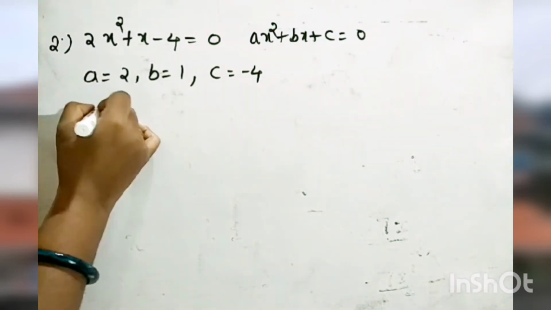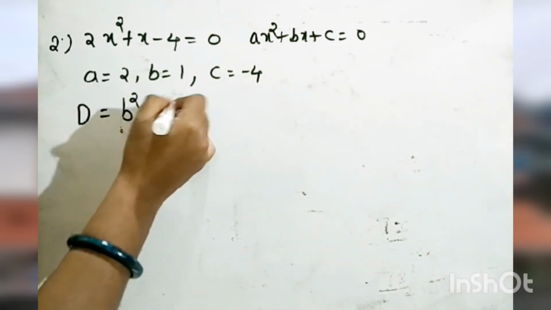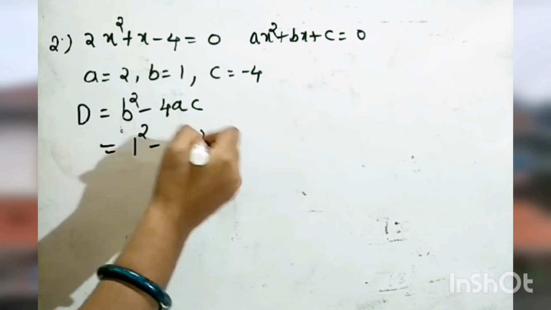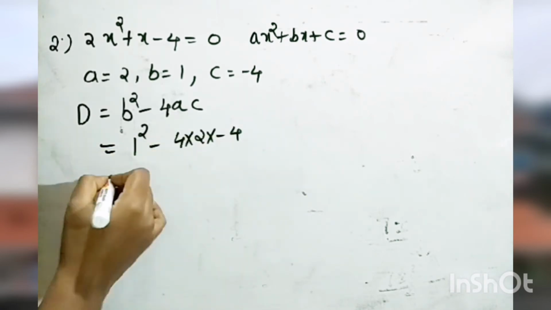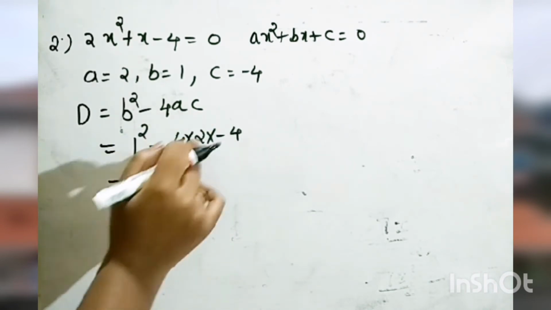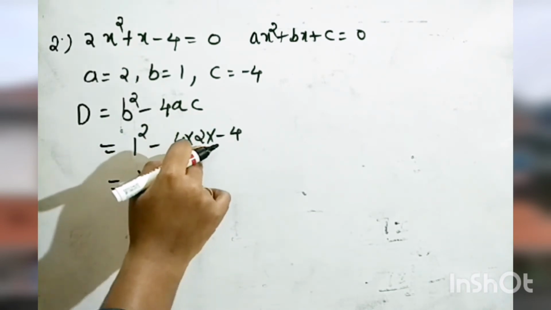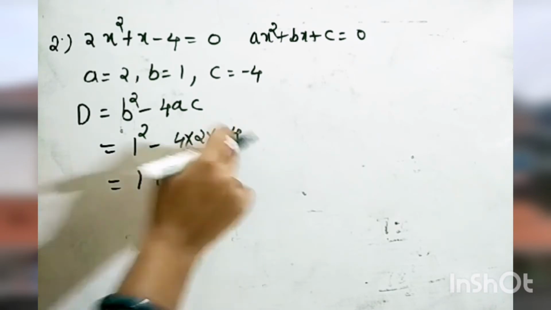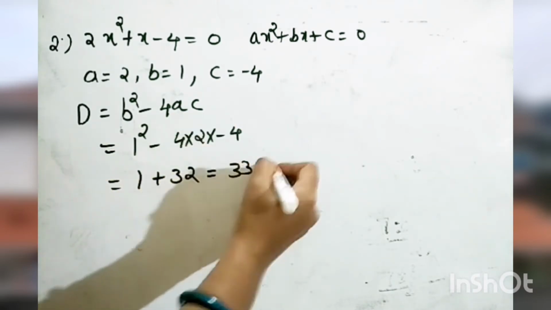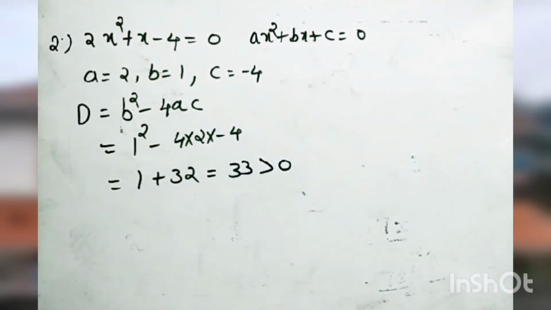Now capital D is equal to b square minus 4ac. That is equal to 1 square minus 4 into 2 into minus 4. That is 1 plus, minus into minus becomes plus, 4 into 2 is 8, 8 into 4 is 32. This is equal to 33 we will get, and it is greater than 0. So our conclusion is two distinct real roots.